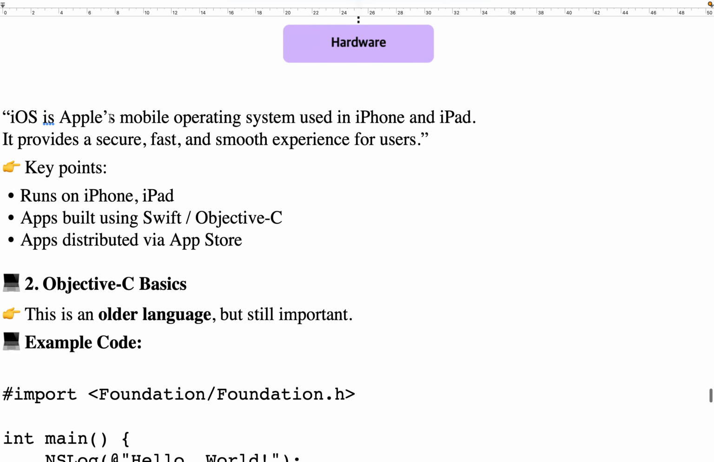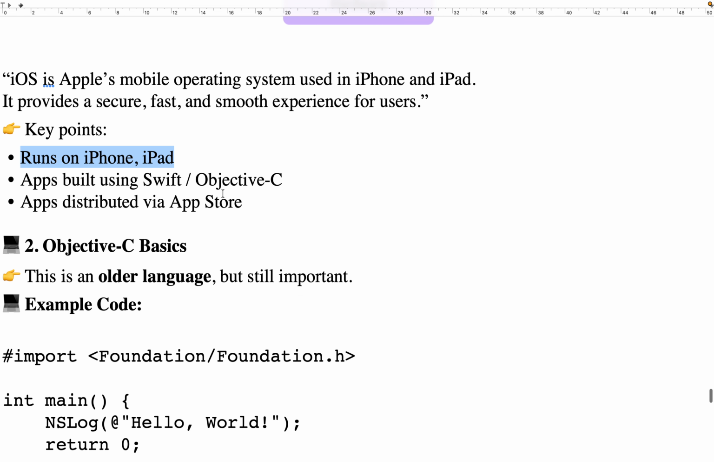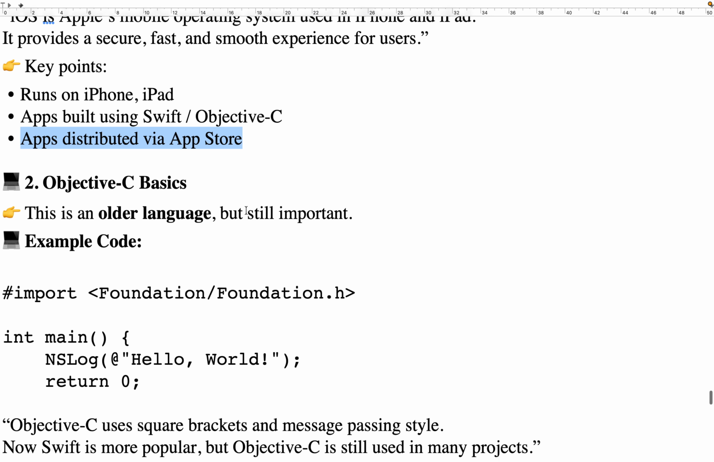The iOS platform is Apple's mobile operating system used in iPhone and iPad. So we are developing applications for iPhone and iPad using Apple's mobile operating system. The key point is that it runs on iPhone and iPad. Apps are built using Swift and Objective-C, but right now we are seeing Swift code. Apps are distributed via the App Store. In Android phones, we distribute via the Play Store. Here it is called the App Store.